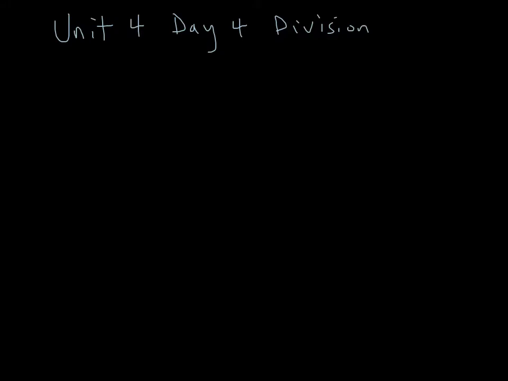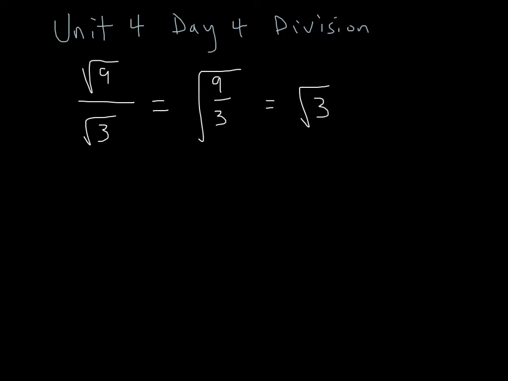First of all, like with multiplication, whenever you see a square root, like 9 over square root of 3, you can think of it as one big square root. This is a very helpful property. This will help us simplify a lot of stuff. Now, 9 divided by 3 underneath the square root is 3, and that is simplified.